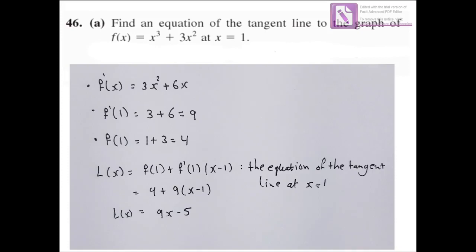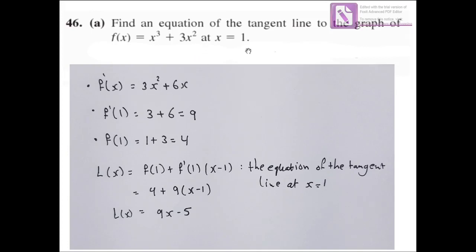Then we have exercise number 46, part A. Find an equation of the tangent line to the graph of f(x) equals x cubed plus 3x squared at x equals a. To find an equation of the tangent line, you need a slope and you need a point. So for the slope, first we need to find the derivative. f prime of x will be 3x squared plus 6x.